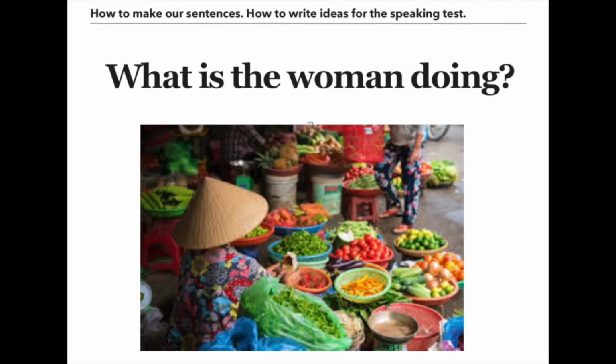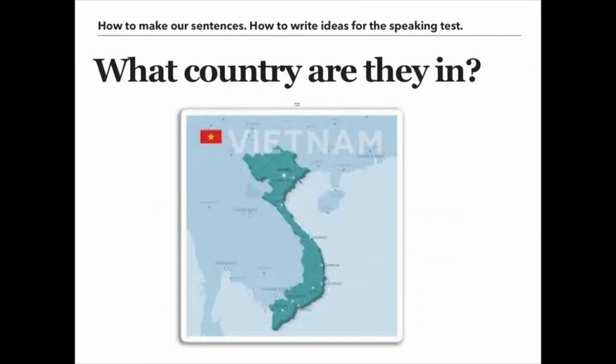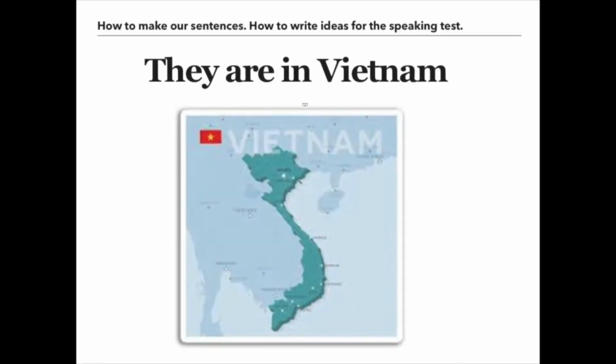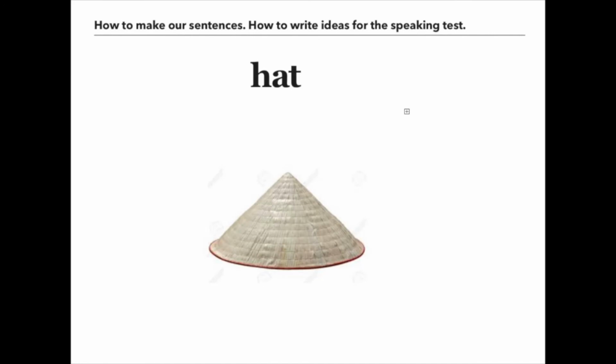What is the woman doing? The woman is selling fruits and vegetables. What country are they in? They are in Vietnam. What is this? This is a hat. The 2 women are both wearing hats. They are wearing hats.